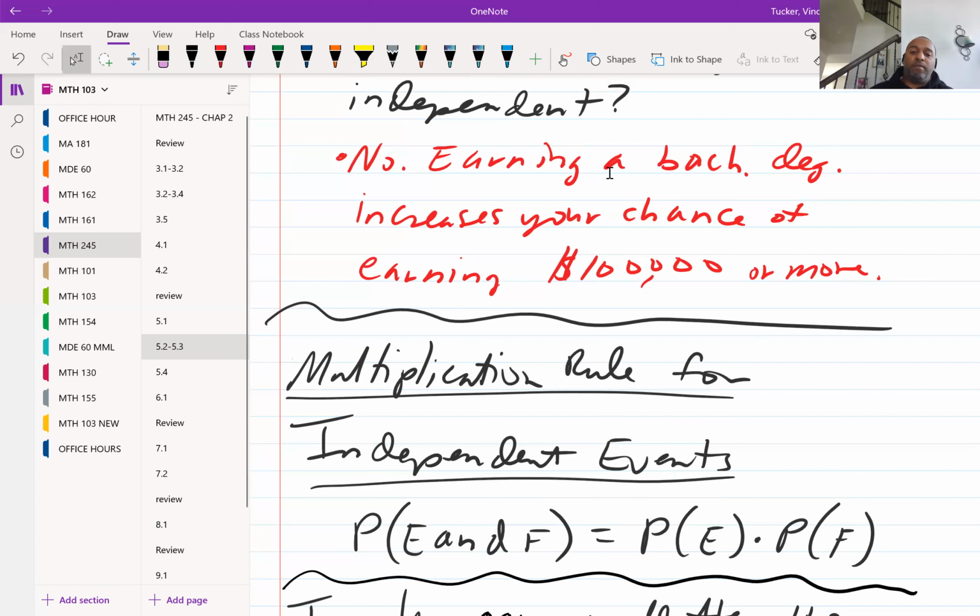So we want to find the probability of "and." Remember, last section we were looking at the probability of "or," the probability of an E or F occurring. This time we're looking at the probability of E and F occurring. So this time you have to multiply. Once again, for "or," you add your probabilities. For "and," you multiply your probabilities.